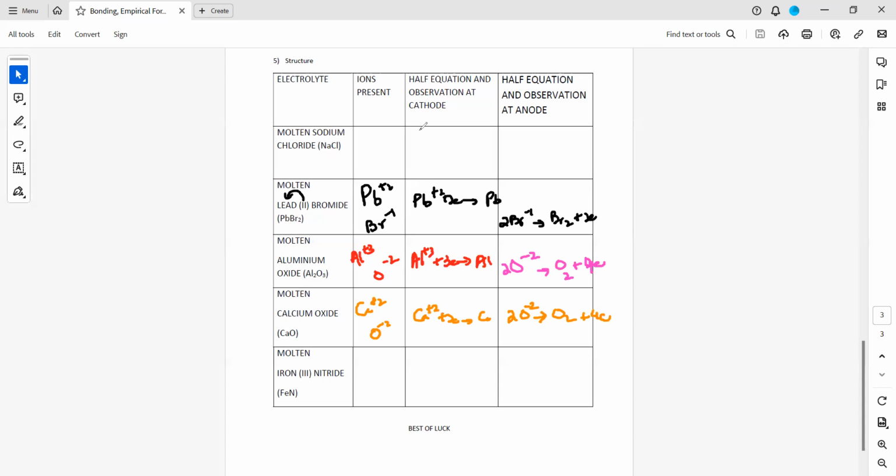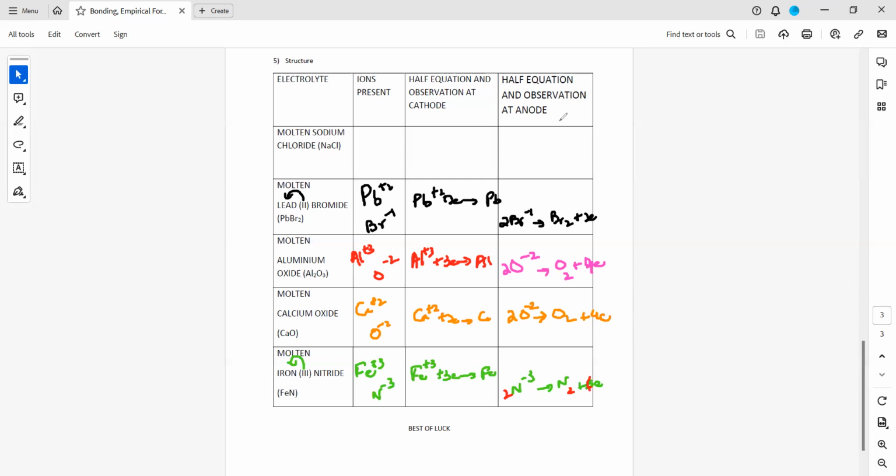Molten iron(III) nitride. The Roman numeral represents the valency, so it contains iron 3+, and nitride means nitrogen is there. Iron is plus 3, so it will take 3 electrons and form an iron atom. Nitrogen is minus 3, so it will form a nitrogen atom by losing 3 electrons. If we have 2 nitrogen, they will form nitrogen gas and lose 6 electrons.